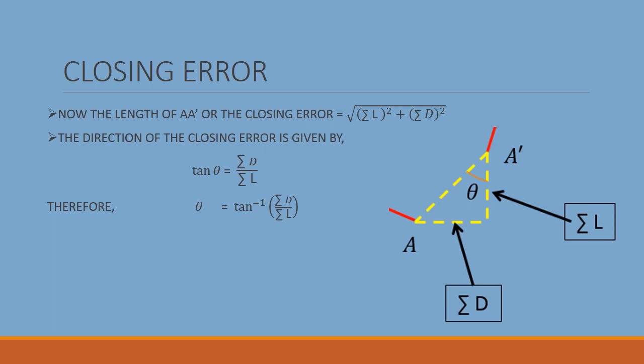By using these two formulas, we will try to remove the error by finding the distance of the error, or the amount of error, and the direction of the closing error. This comes to the end of today's lecture.